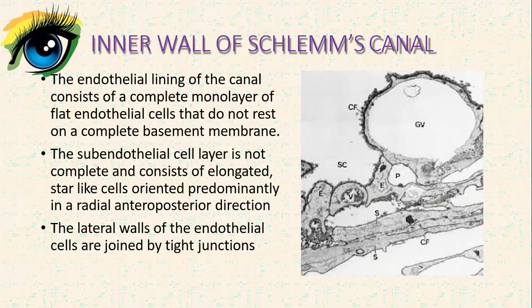That's the first thing. Second, the endothelial cell layer is not complete and consists of elongated star-like cells oriented predominantly in a radial anteroposterior direction. The lateral walls of the endothelial cells are joined directly by tight junctions. So these cells are tightly joined together; they do not have a loose connection.